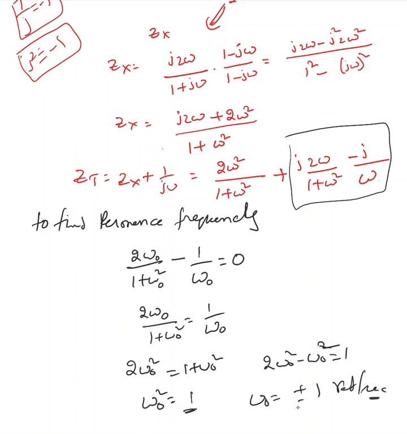That's the resonant frequency, or f naught equals omega naught over 2 pi basically. So plus or minus 1 over 2 pi hertz. Okay, so that's how we find the resonant frequency in this RLC series parallel combination circuit. Thank you.